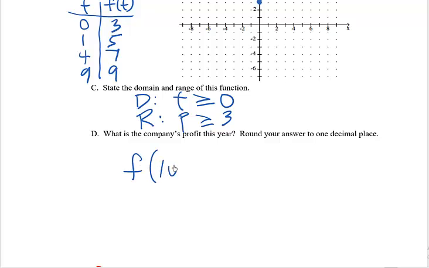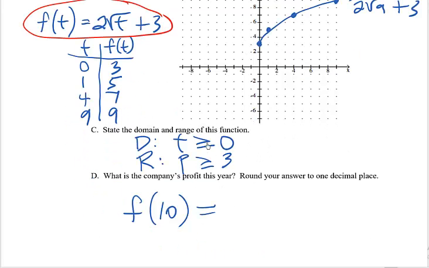F of 10 would mean what's the profit 10 years after 2010, in other words, in 2020. The equation is 2 root t plus 3. So when I plug 10 in, that would be 2 times the square root of 10 and plus 3. Root 10 is not a nice answer, so I don't really have any choice except to go to my calculator and work this out. And when I do that, I get about 9.3.